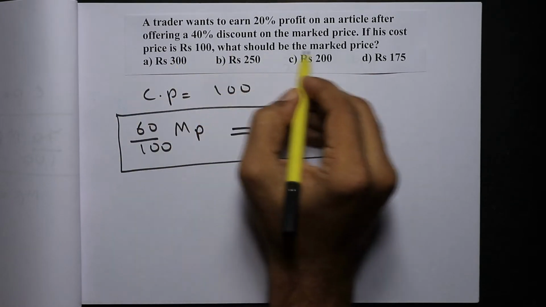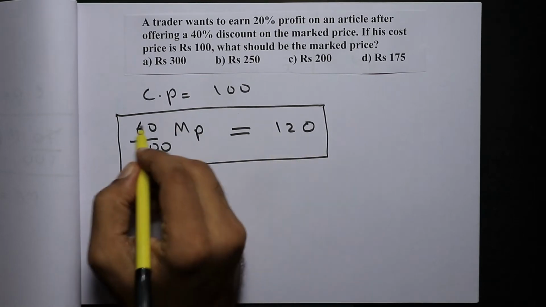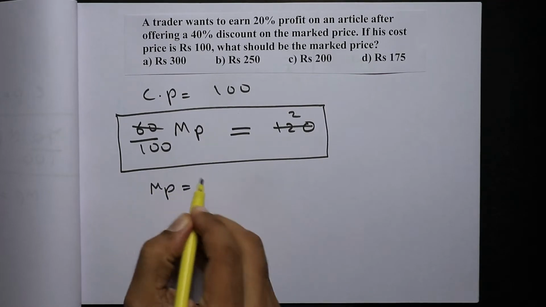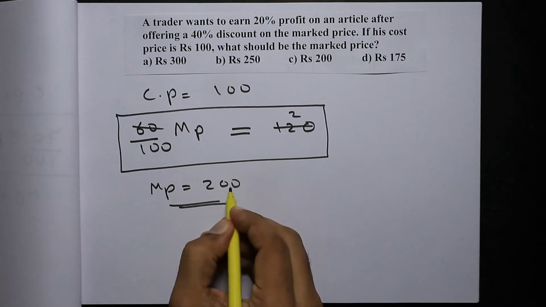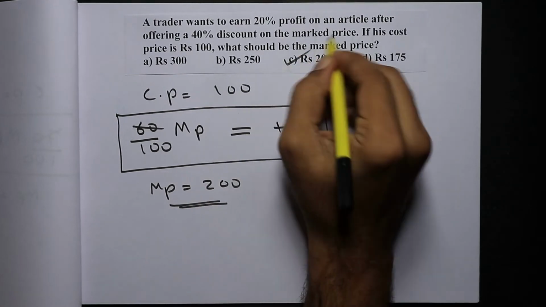Now the question is, what should be the mark price? So mark price can be calculated using this formula. Here 60 divides 2 times. So mark price you will get as 100 into 2, rupees 200. So the price that is marked on the object should be rupees 200. That is option C.